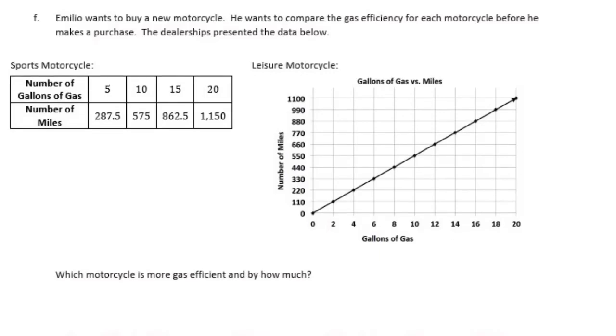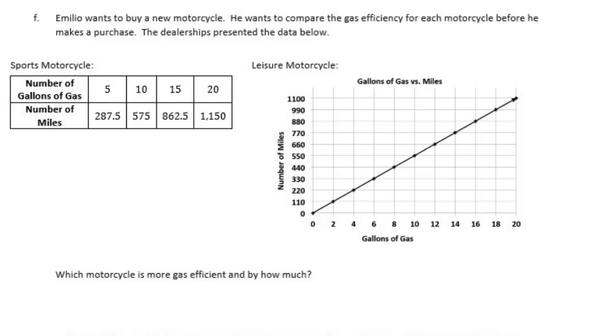F. Emilio wants to buy a new motorcycle. He wants to compare the gas efficiency for each motorcycle before he makes a purchase. The dealerships presented the data below. For a sports motorcycle, 5 gallons of gas gets 287 and 5/10 miles. 10 gallons of gas is 575 miles, and so on. And for the leisure motorcycle, there's a line diagram.